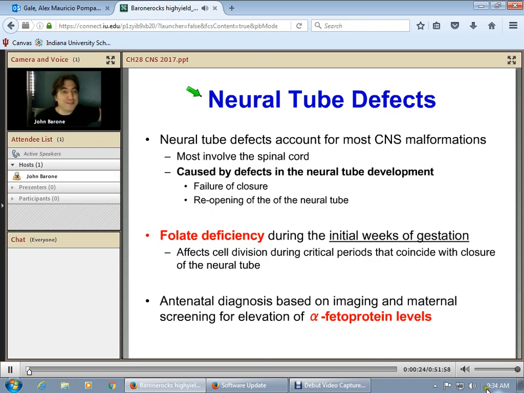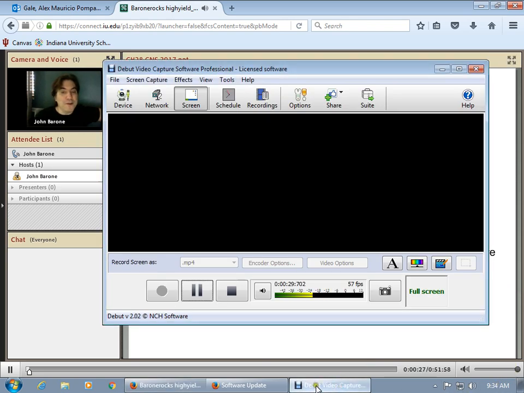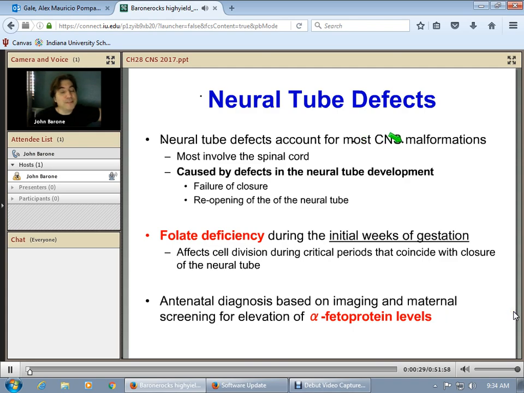Neural tube defects, most students should know this already. Neural tube defects account for the most of CNS malformations. There'll be other ones in the forebrain and cerebellum too, but these are the most common. Now, they usually involve the spinal cord, although you do have anencephaly too, but most of them are in the spinal cord. Now, they're caused by defects in neural tube development. So either it didn't close, or it did close, but then it opens up again. So in either case, it's a problem with the closure of the neural tube.